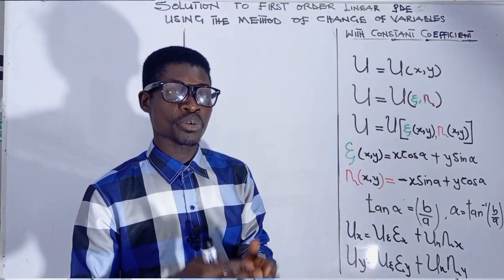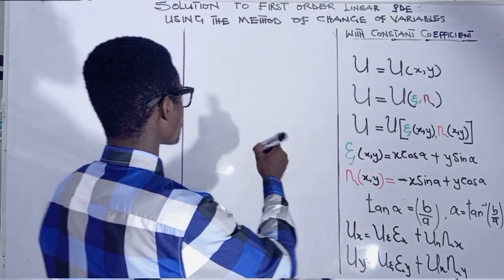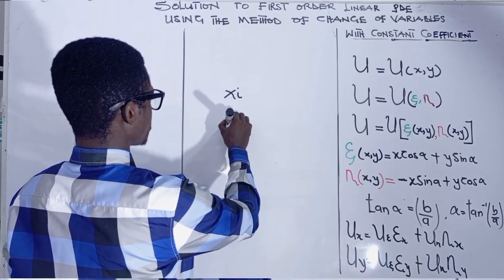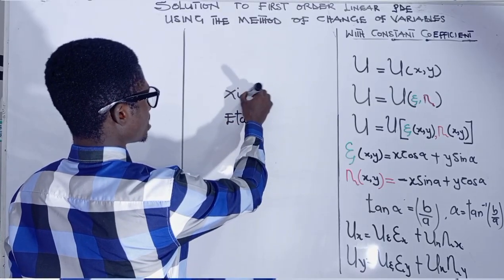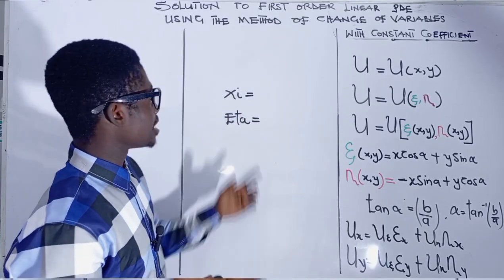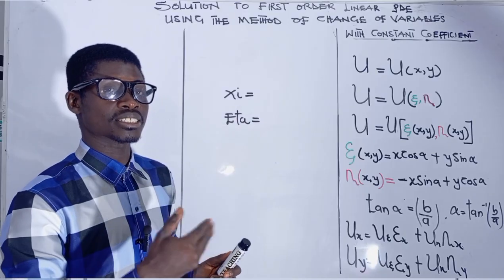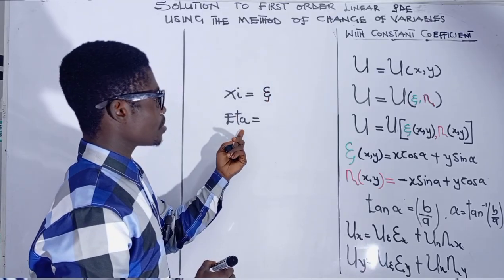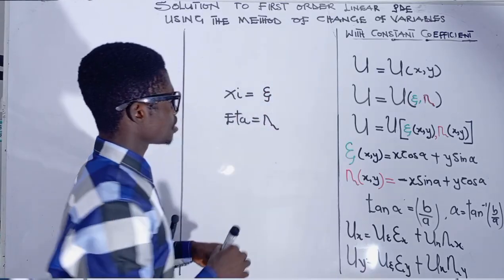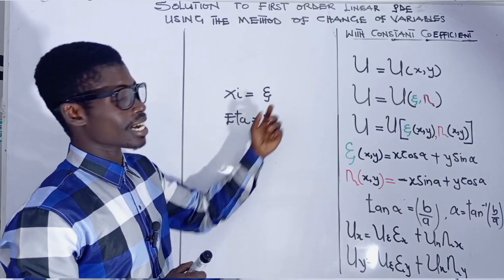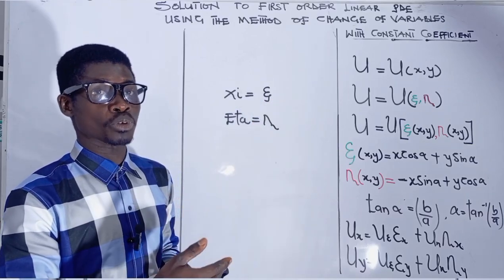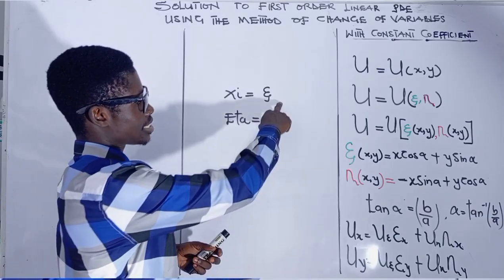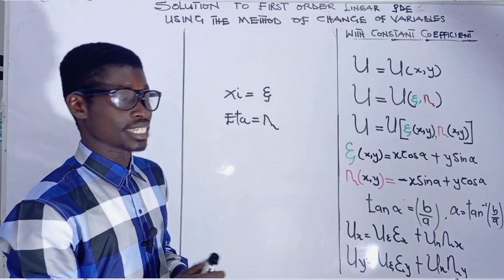These new variables that we are going to introduce are called xi and eta. Xi, eta. The symbol for xi is ξ, and the symbol for eta is η. We'll be making use of these symbols frequently in our subsequent lessons, so please get used to them. Very easy and simple.